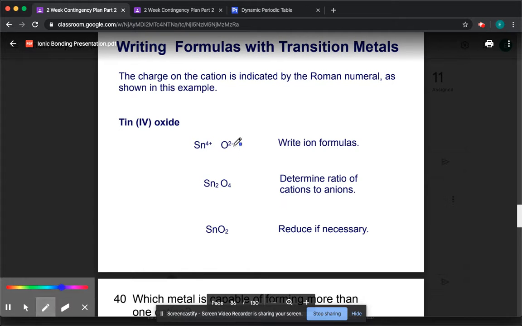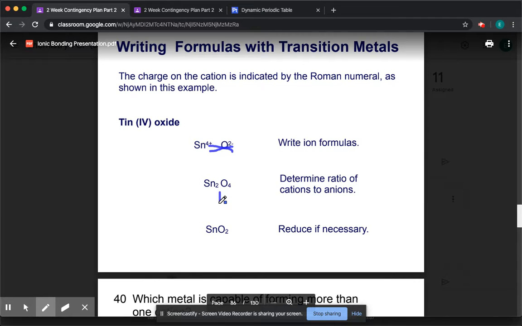Again, you can do the cross method. If you do the cross method, this is one of those examples where you can reduce. So this is 2, and this is 4. The 2 goes with the tin, the 4 goes with the oxygen. You can reduce that, meaning they can both be divided by a common multiplier. If you divide both of them by 2, then you end up with 1 and 2. Okay, 1 tin, 2 oxygens.